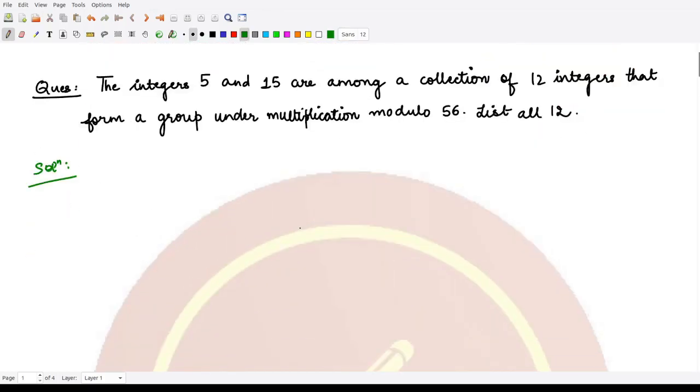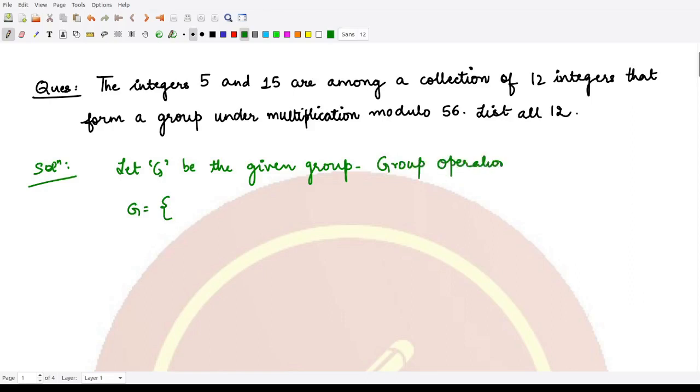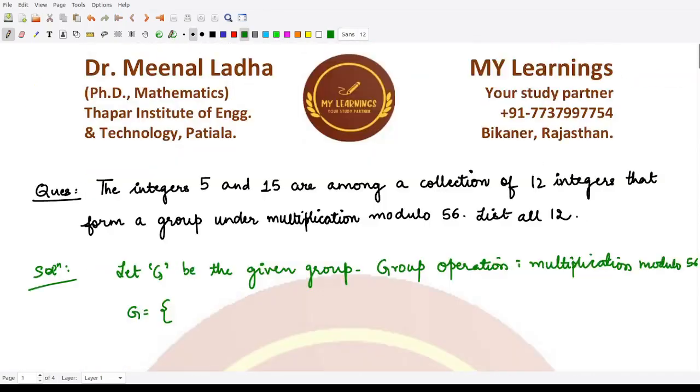Now this is a very interesting question because here, let G be the given group. For this group, we have only the elements 5 and 15 given to us. And here, what is the group operation? The group operation is multiplication modulo 56, right? This is quite a large number here.